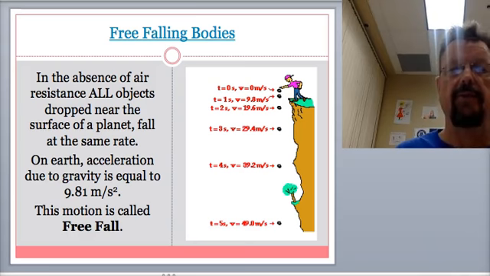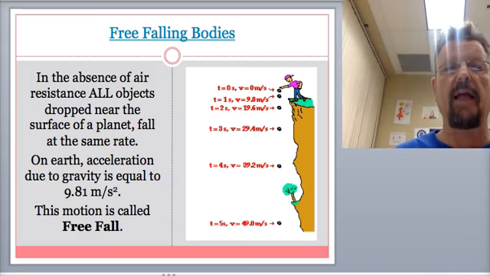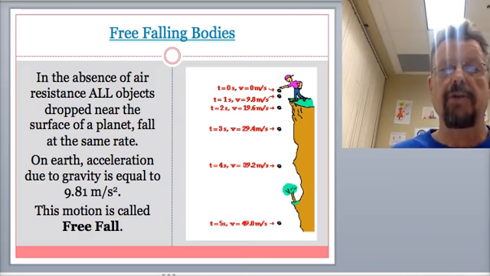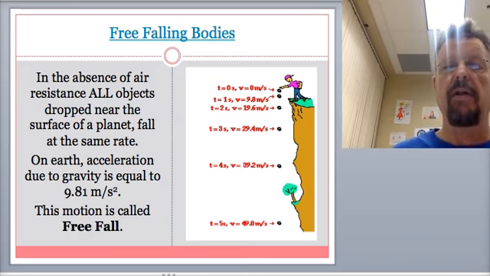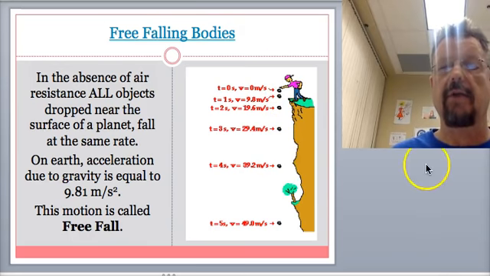Free-falling objects. In the absence of air resistance, all objects dropped near the surface of the planet fall at the same rate. On Earth, acceleration due to gravity is equal to 9.81 meters per second squared. This motion is called free fall. And you can see that it falls different distances as it's falling down, and that is because these are accelerating.